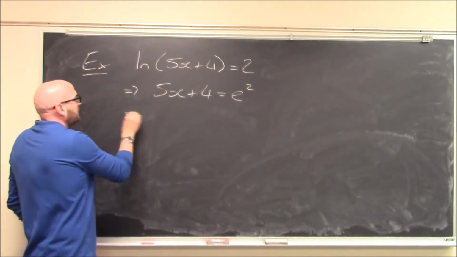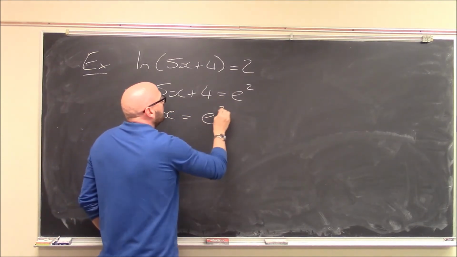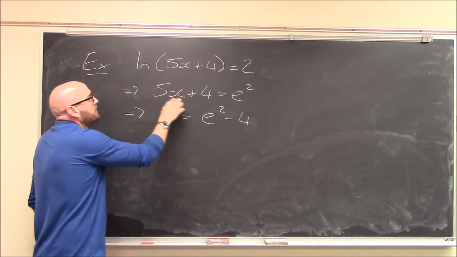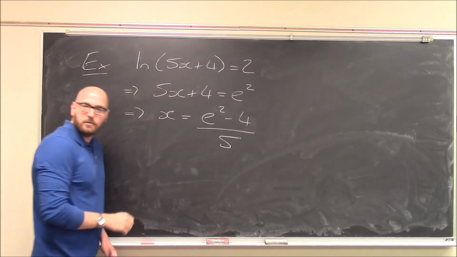And how about we do this all in one go here? This means x equals, subtract 4 from both sides, 5x equals e squared minus 4. We'll divide everything by 5.